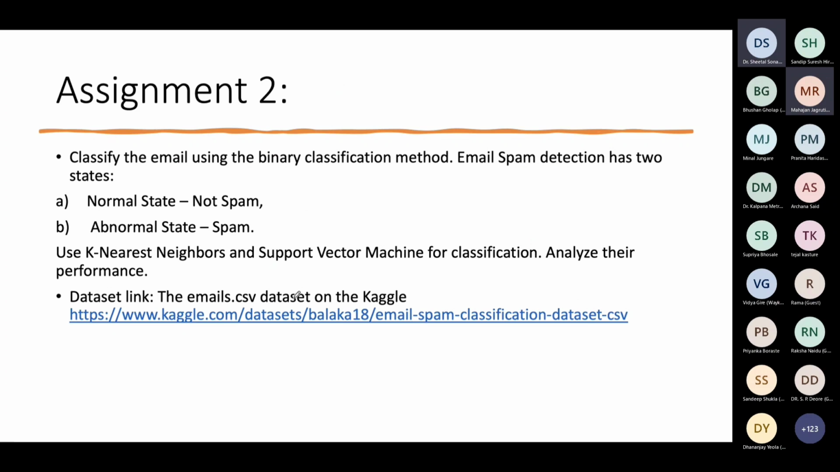So let's move to assignment 2. The classification methods given in the machine learning syllabus include binary classification as well as multi-class classification. But here in the assignment, we have given only binary classification, email spam detection, which contains two classes: a spam class and a not spam class. Students are supposed to make use of k-nearest neighbor and support vector machine for classification, and analysis of the performance is expected. The email CSV file is also given in the assignment itself, which students can refer to.